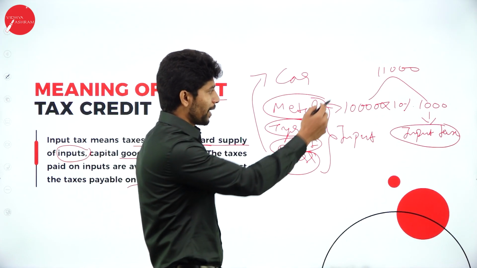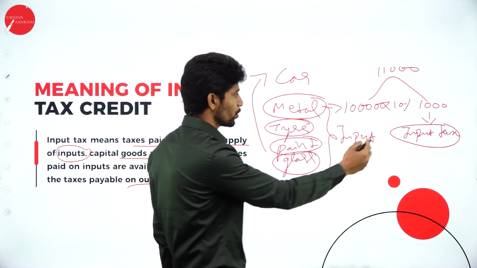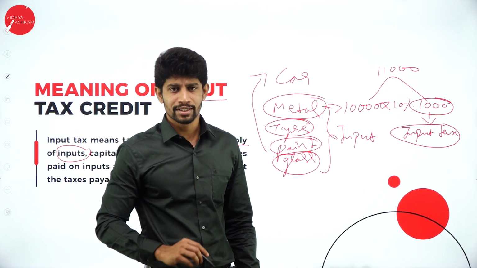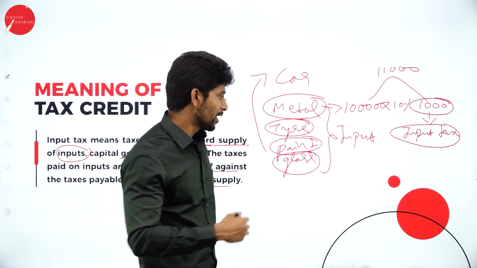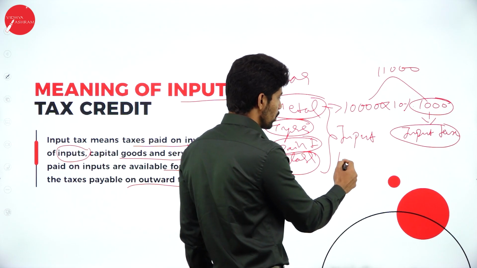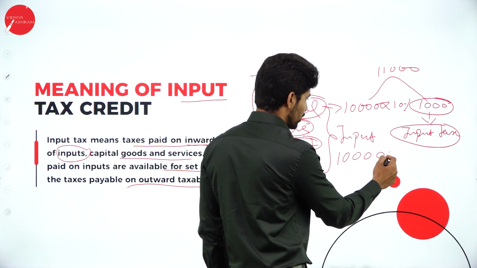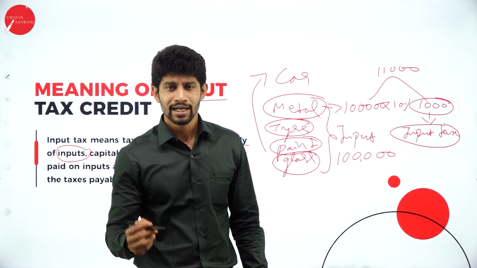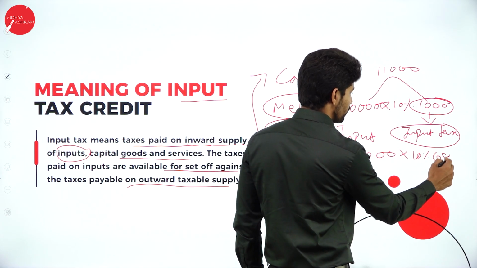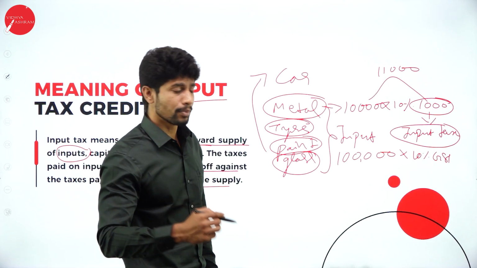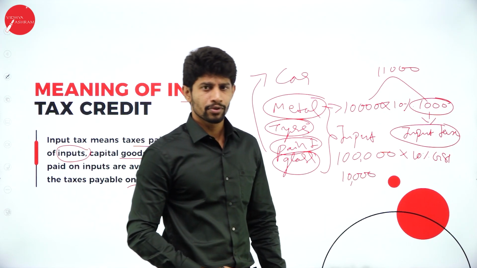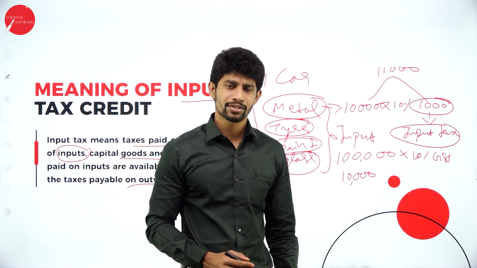So here you paid 1,000 rupees of input tax and you manufactured the car. Let us assume the total cost of the car is 1 lakh rupees. So for 1 lakh you are selling the car and you're imposing 10% of GST. How much does it come to? 10% of 1 lakh is 10,000. So now you're supposed to remit 10,000 rupees of tax to the government.